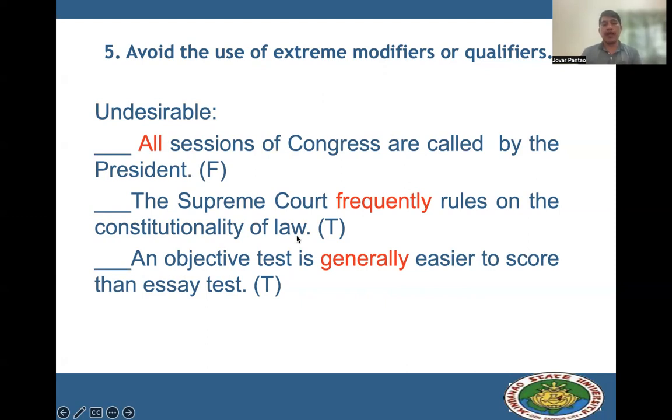So for you to be able to come up with very good true or false items, you can probably say for the first statement, sessions of the Congress are called by the President. The Supreme Court rules on the constitutionality of the law. An objective test is easier to score than essay test. So that can make it more simple, and that it is absolute in terms of its correctness or incorrectness.